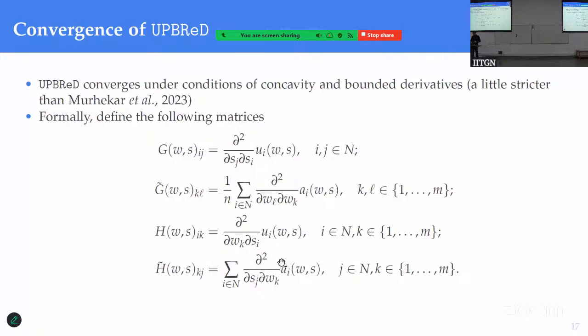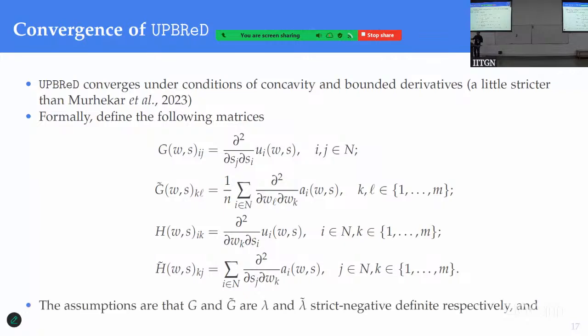Once you have that, the requirement under which this converges is that G and G tilde, these two matrices, are strictly negative definite, by lambda and lambda tilde. So what does that mean? That G plus lambda I is negative semi-definite. It's negative definite, but with a certain amount of margin of lambda, where lambda and lambda tilde are both positive numbers.